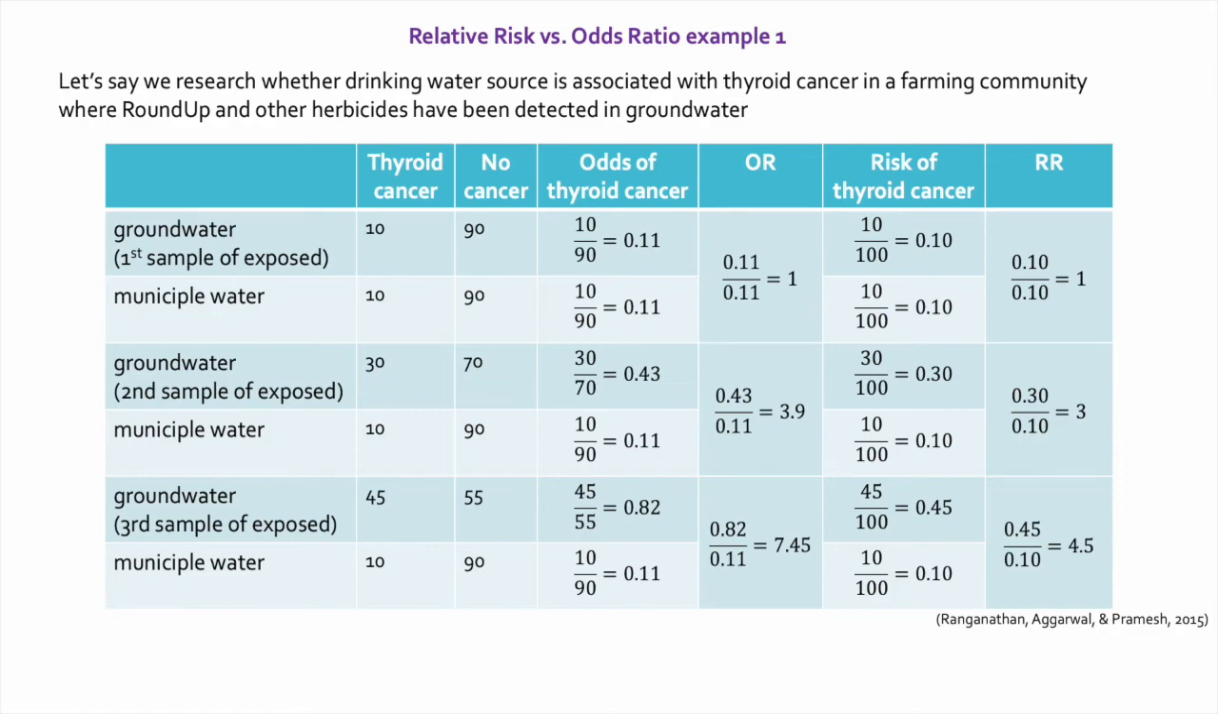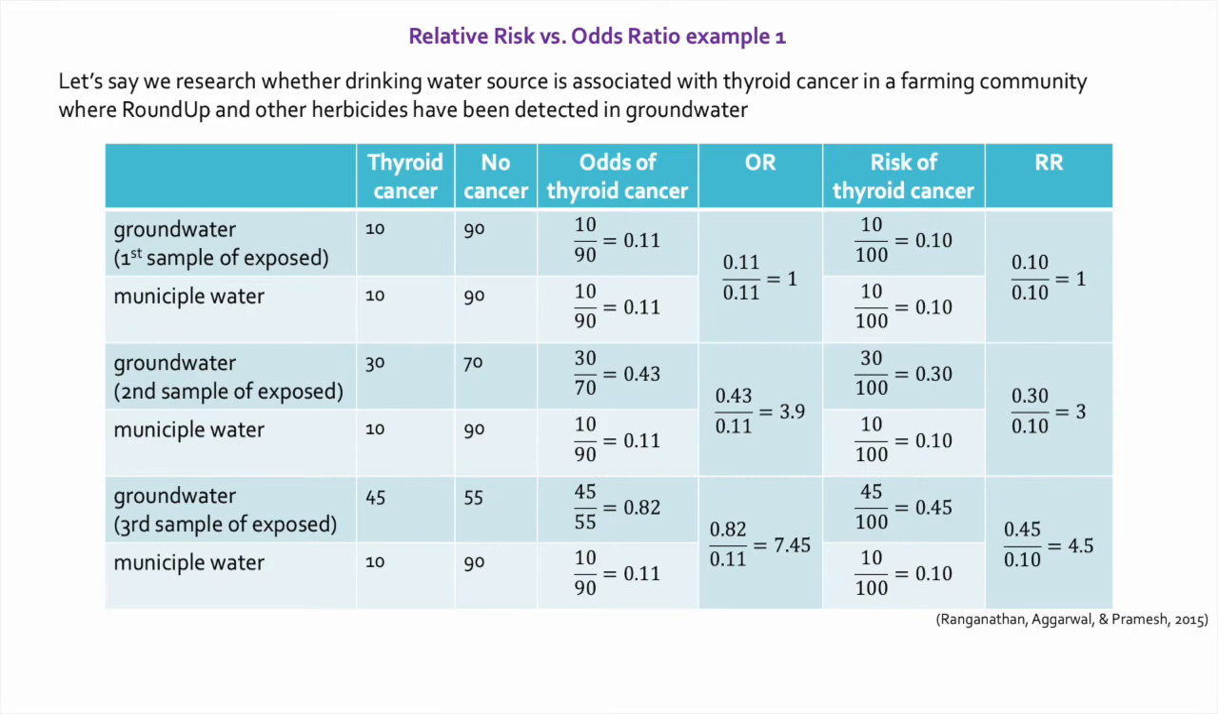But if you look at the groundwater exposed groups, you'll see as the incidence of thyroid cancer increases, the odds of thyroid cancer increases from 0.11 to 0.43 to 0.82. And using that data, the odds ratio goes from 1 to 3.9 to 7.45. But the relative risk using that same exact data goes from 1 to 3 to 4.5.